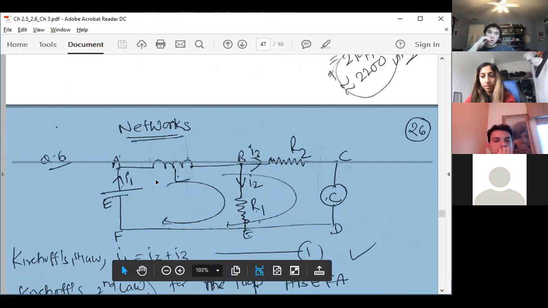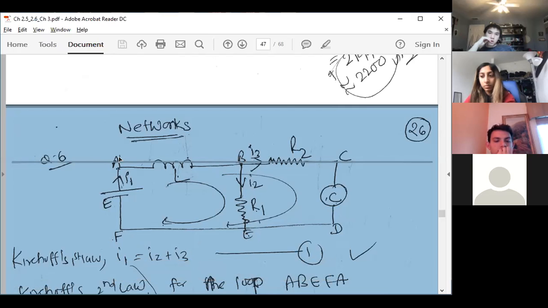Now I would like to consider my first loop. First loop is A, B, E, F, A. Loop means it has to be closed like this. A, B, E, F, A. Right? In this loop, the voltage across the inductance is L into di by dt. Agree? L into di by dt.